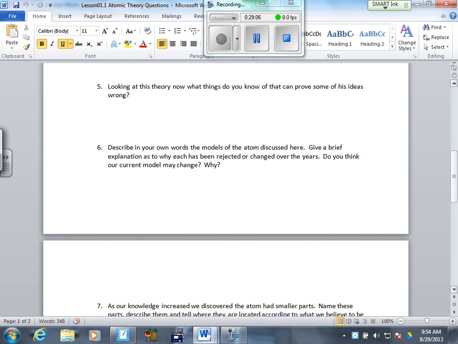Number 5, looking at this theory now, what things do you know of that can prove some of his ideas wrong? Right. We have the technology to split the atom. Okay, we know that atoms are in nature indivisible. Okay, but with technology they are divisible.